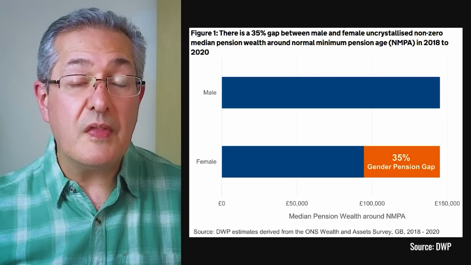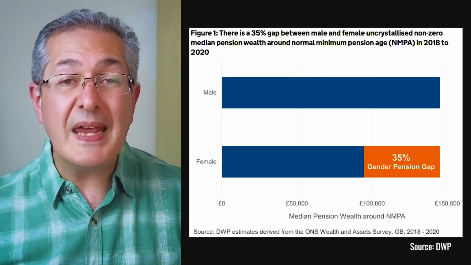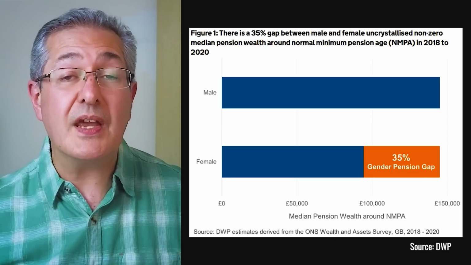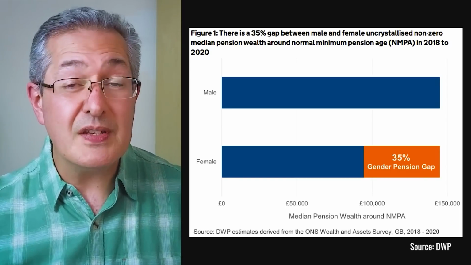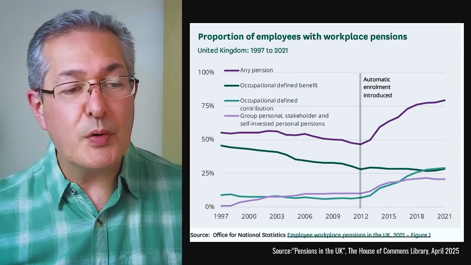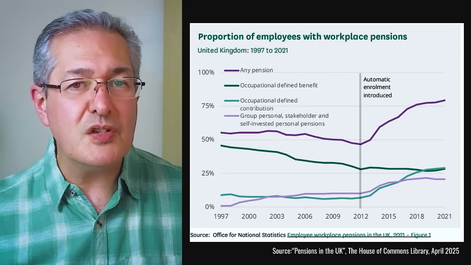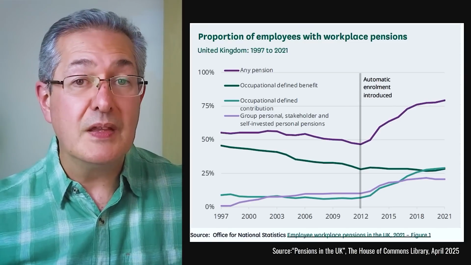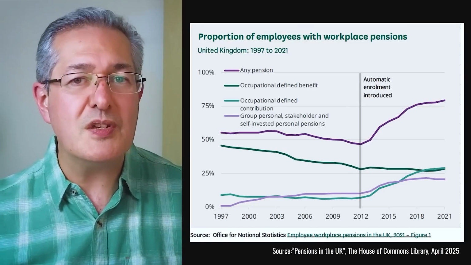Now, the good news is that this difference, the gender pay gap, but also the pension gap, is decreasing over time, but it's decreasing very slowly. But it's not all bad news. I think one of the greatest developments, which I mentioned earlier, is auto-enrolment in the UK. Here you can see the effect of auto-enrolment on the proportion of employees with workplace pensions. Notice how it very rapidly increases the proportion of people with those pensions.